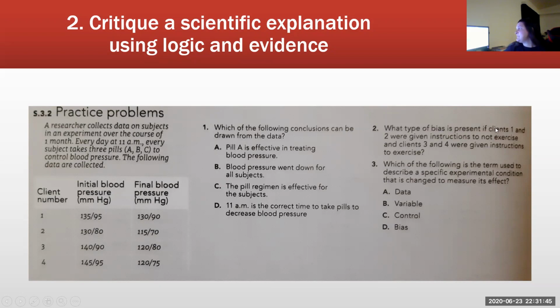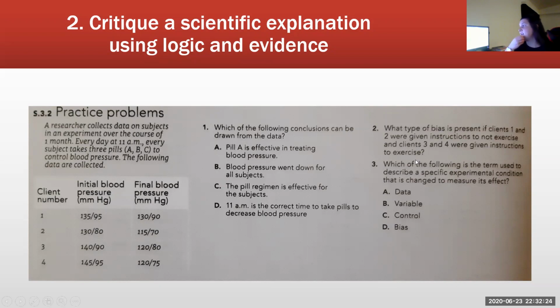What type of bias is present if clients 1 and 2 were given instructions to not exercise, and clients 3 and 4 were given instructions to exercise? This is an intentional bias. The researchers set up different practices for different clients without accounting for the potential effect on the outcome. It's basically saying, okay, you and you, you're not going to exercise, but you and you, you're going to exercise. That's an intentional bias. We're going to see if these change the readings at all.